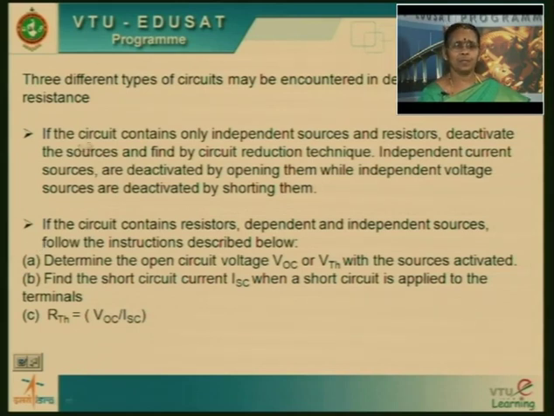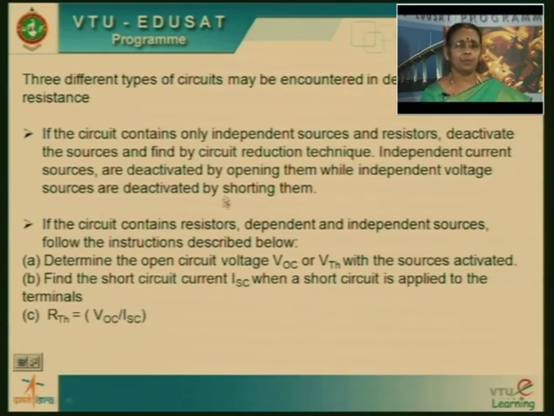That's the one which we have already discussed in a previous example. Next, if the circuit contains resistors, and both dependent and independent sources exist, then follow the instructions given below. What are the instructions we have to follow? Determine the open circuit voltage VOC or V Thevenin with the sources activated. That means, having the sources in the network, find out the open circuit voltage, which we call the Thevenin's equivalent voltage, by using the same method whatever we have done.